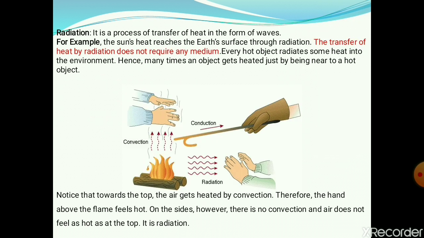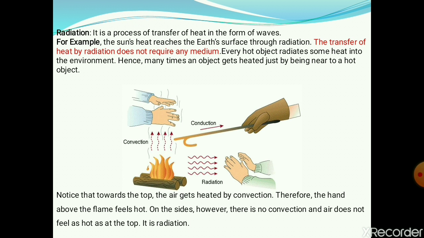Radiation. It is a process of transfer of heat in the form of waves. For example, the sun's heat reaches the earth's surface through radiation. The transfer of heat by radiation does not require any medium. It means it can also travel in vacuum. Every hot object radiates some heat into the environment. Hence, many times an object gets heated just by being near a hot object.